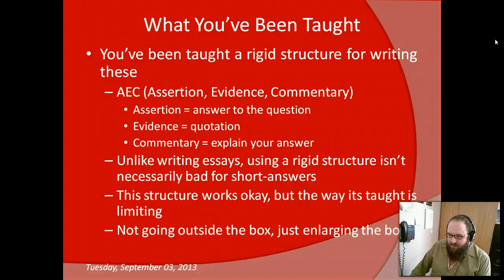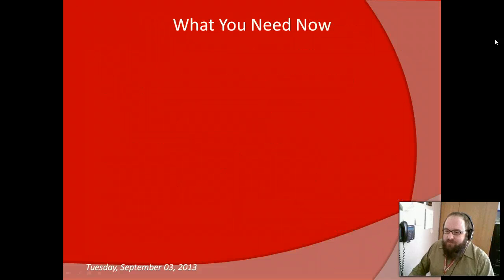So here's what we're going to do. I'm not going to teach you a new method of writing short answer responses necessarily. We're not going to be going outside of the box in writing short answer responses. I am, however, going to enlarge that box. I'm going to make that box a little broader for you so that you'll feel free to write something good before you write something according to the formula.